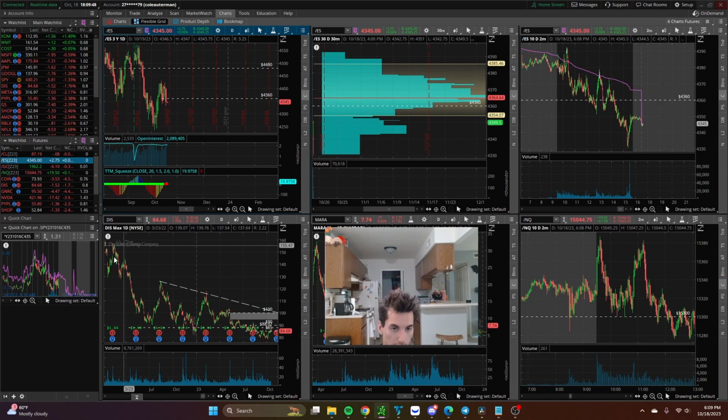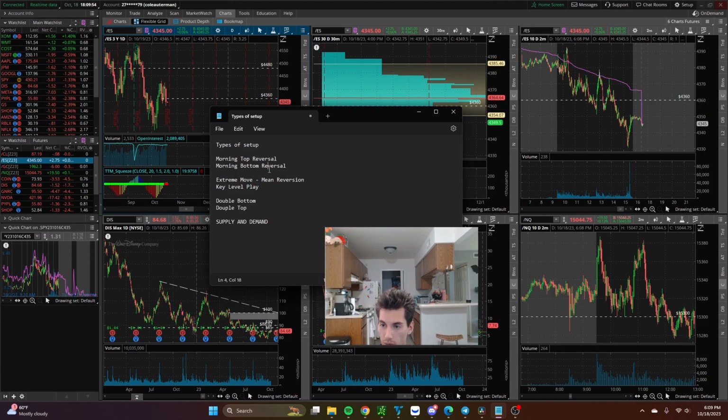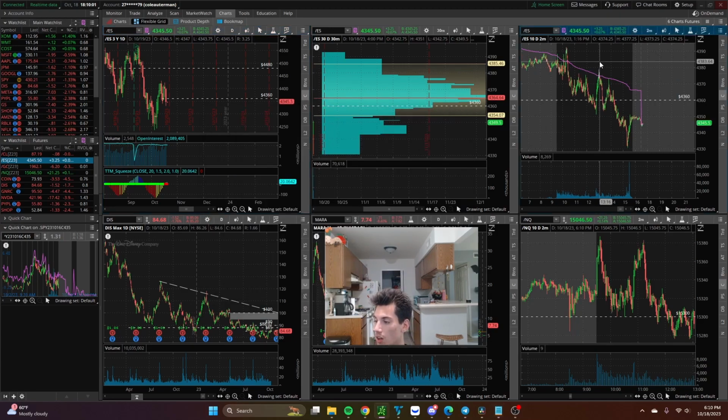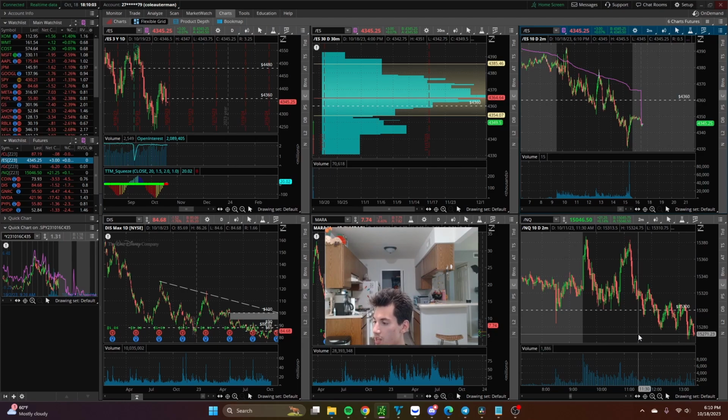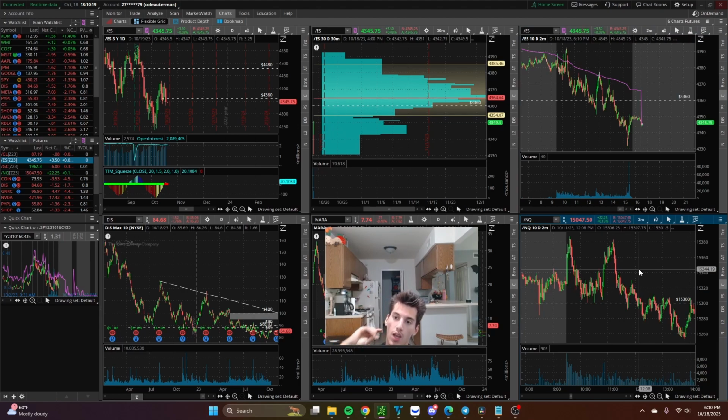So I believe that covers all of the types of setups: morning top reversal, morning bottom reversal, extreme move, key level, double bottom, double top. Yep, I do believe that covers all of it. Maybe not the key level, but basically, if you see right here, 15,300, you can see that we respected that pretty darn well and popped right back up there. Could have made $1,200 on one contract for that 60-point move.